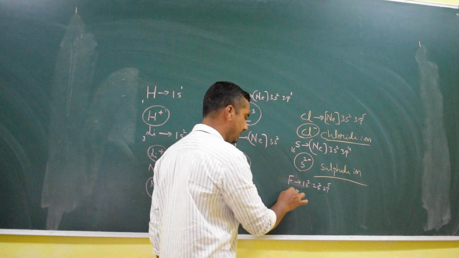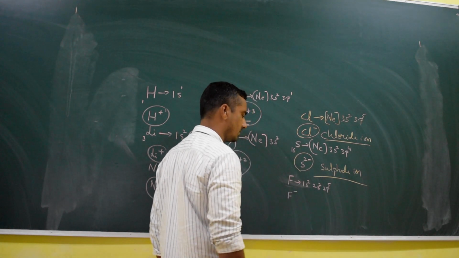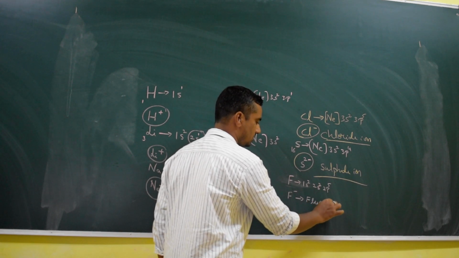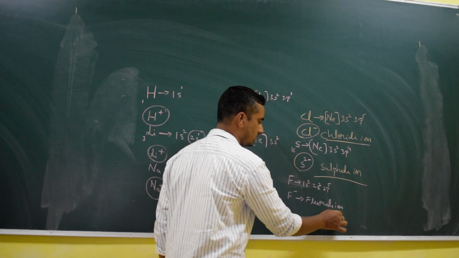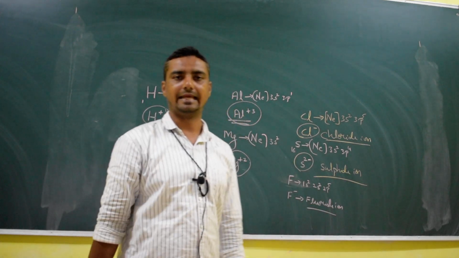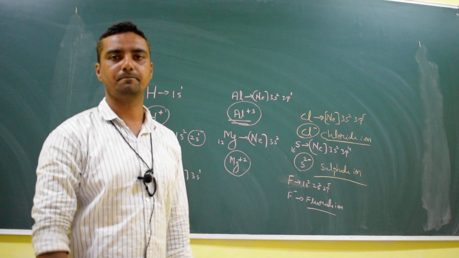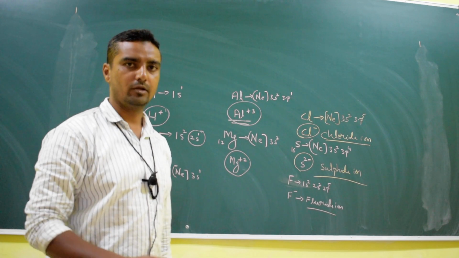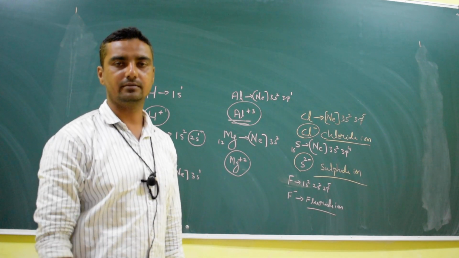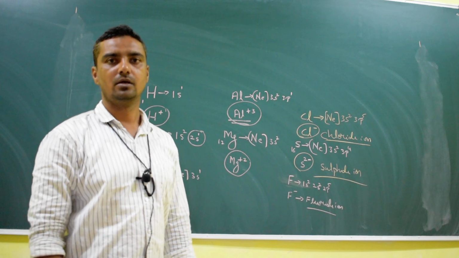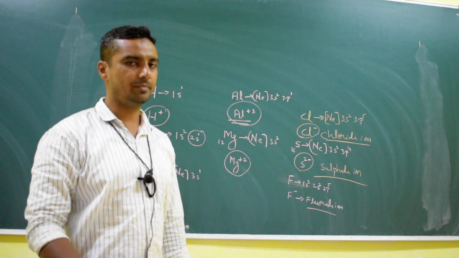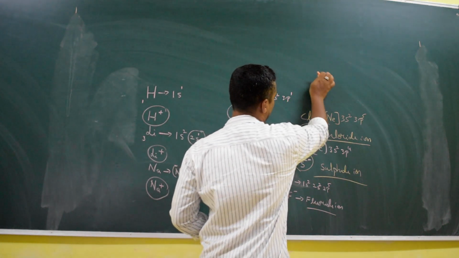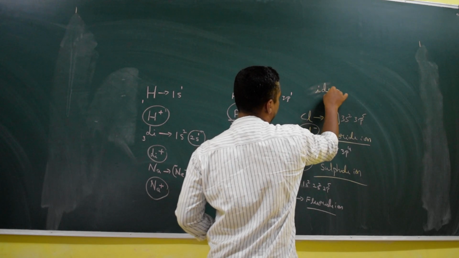After gaining the electron, it will become F minus. This one we call fluoride, the fluoride ion. Just remember that the negative ion always ends with -ide. Anions always end with -ide: chloride, fluoride, sulfide, bromide, iodide, cyanide. These are the anions, and they always end with -ide.